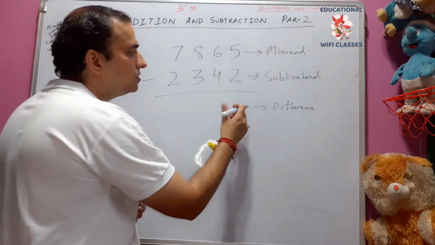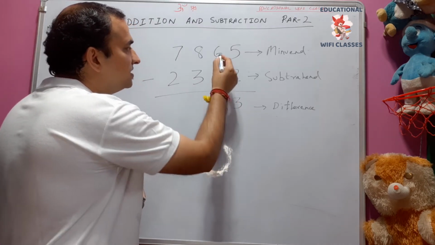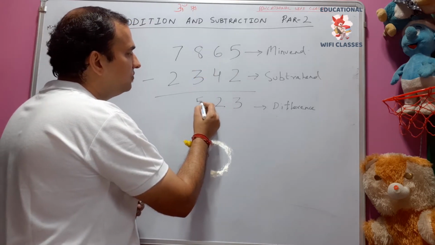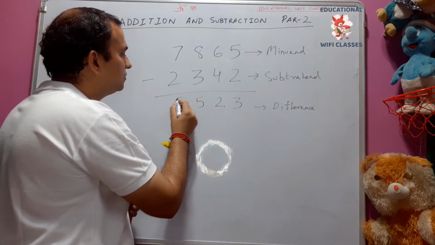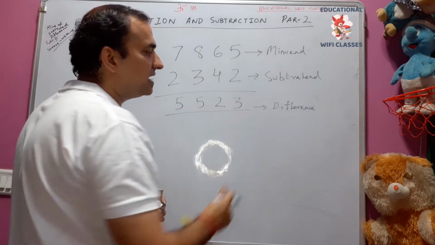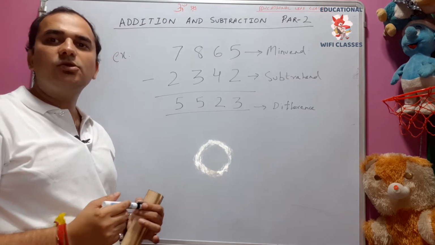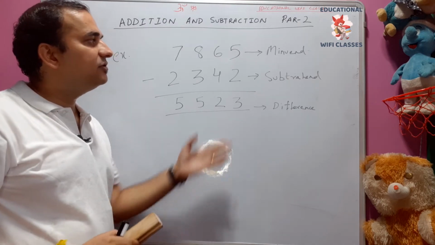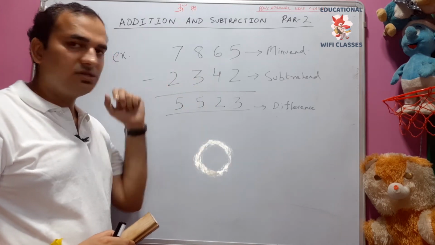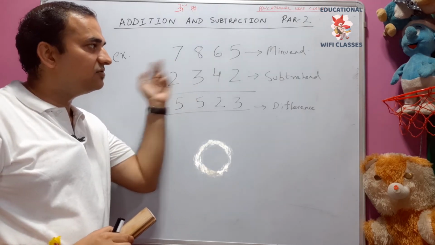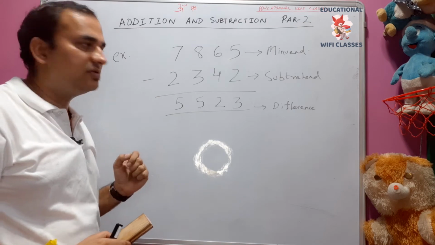So we will see how we will deduct. 5 minus 2 is equal to 3, 6 minus 4 is equal to 2, 8 minus 3 is equal to 5, and 7 minus 2 is equal to 5. So this is our answer, which is also called difference. Whenever they say you have to find a difference, they will give you a minuend and a subtrahend. You just need to deduct the subtrahend from minuend and you get the difference.